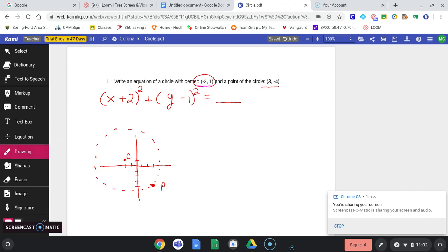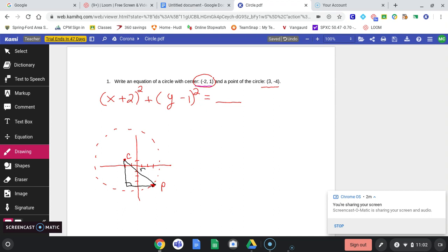When we found length on a graph in previous lessons, we would make a right triangle out of it. So we need to find this length because that's the radius. I'm going to draw a vertical line down and then a horizontal line over to create a right triangle, and I can use the Pythagorean theorem to find the radius.